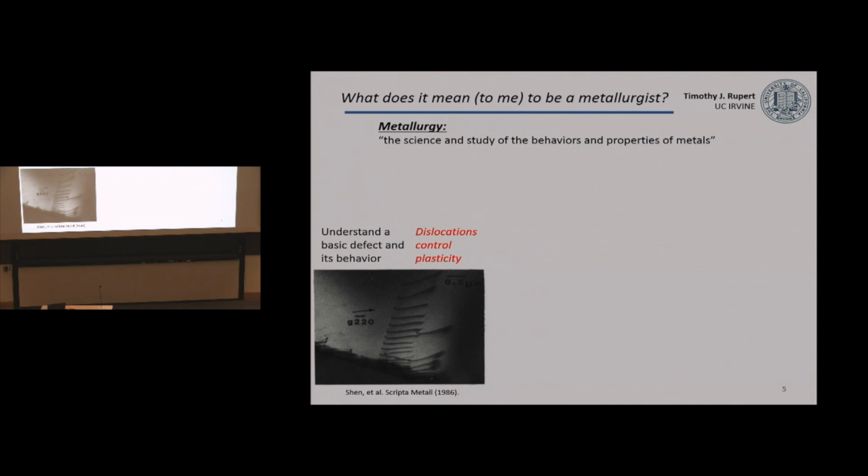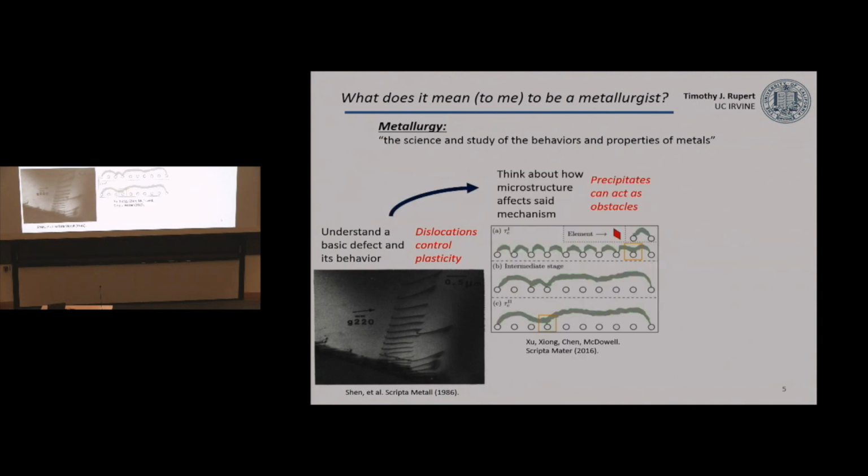We don't want to stop with just that knowledge. We want to learn a little bit more. So we might want to think about how microstructure, or all the features inside of our material, affect that mechanism. If I'm thinking about dislocations, I might say that precipitates, or little pieces of a second phase, can act as an obstacle for that dislocation moving through.